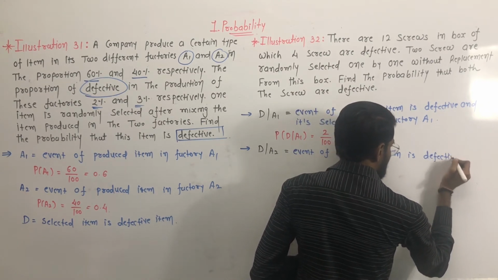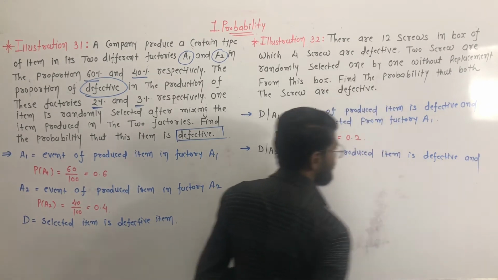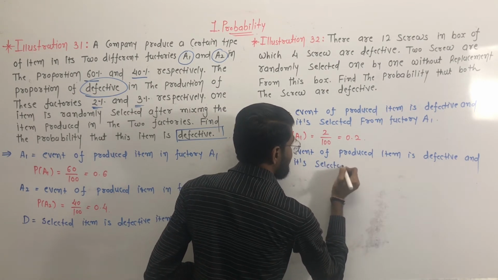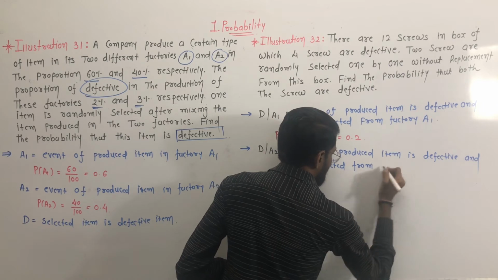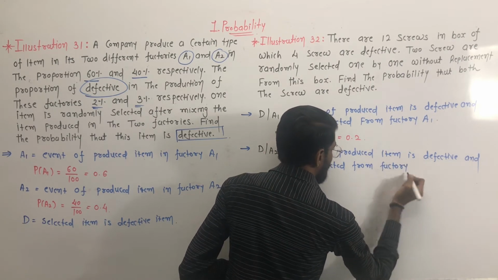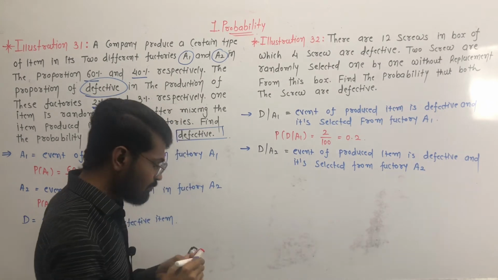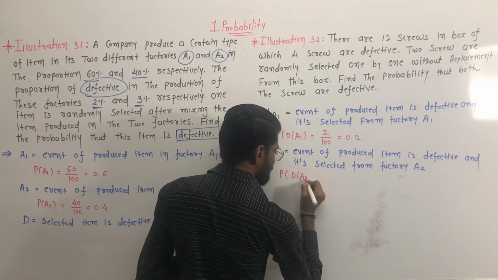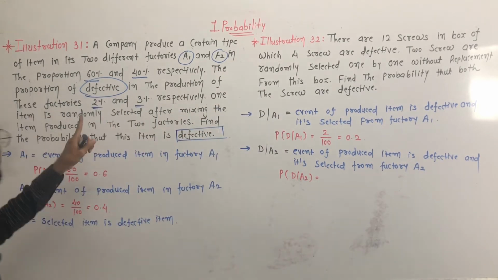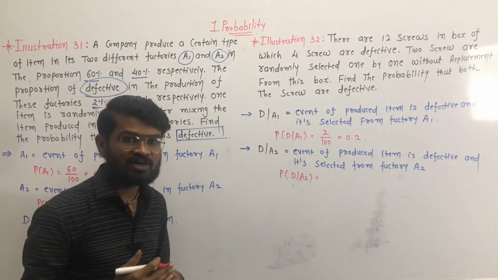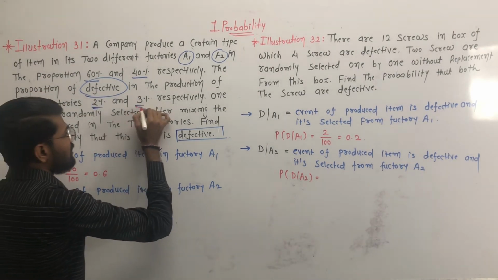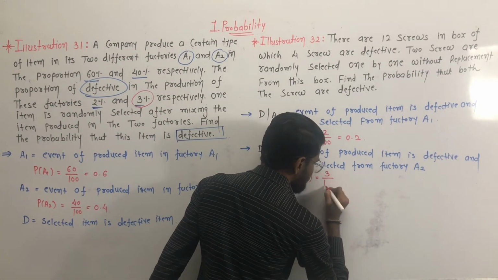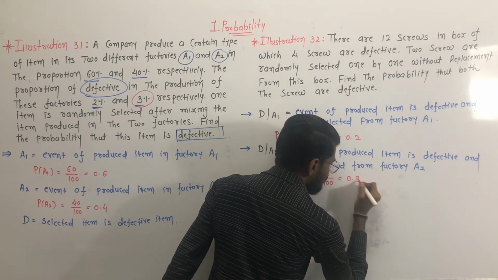Yes, and we select this item from factory A2, and it is selected from factory A2. Clear? Okay, chalo, and we can find the probability for this event. P of D conditional A2 is equal to how many defective items from the factory A2? Defective items from the factory A2 is 3%. Yes, the probability of D conditional A2 is equal to 3%. 3% means 3 by 100.